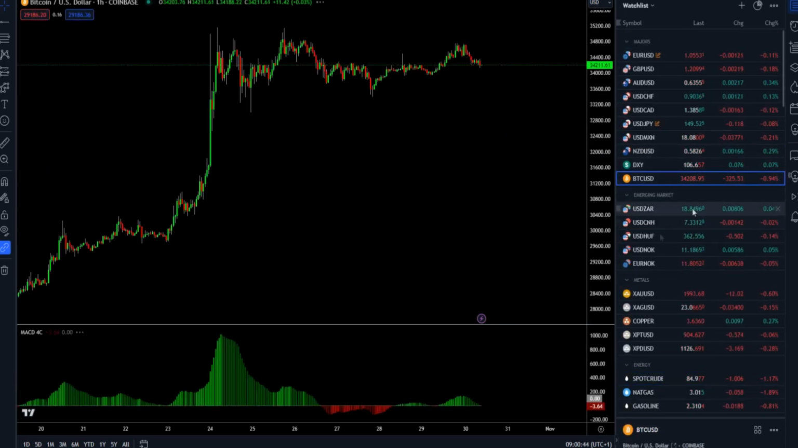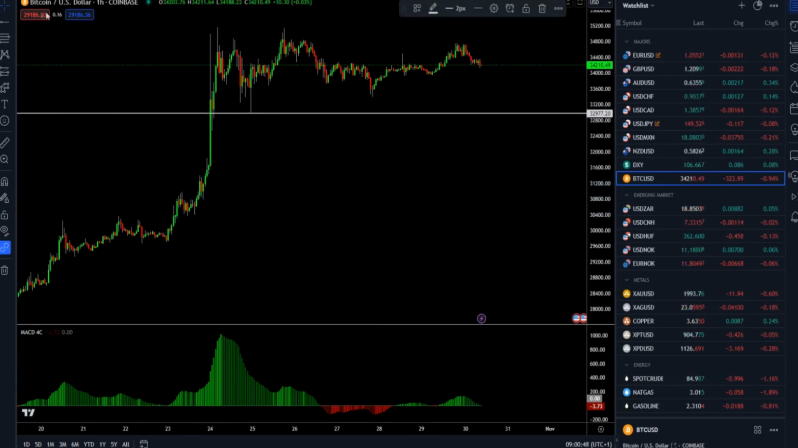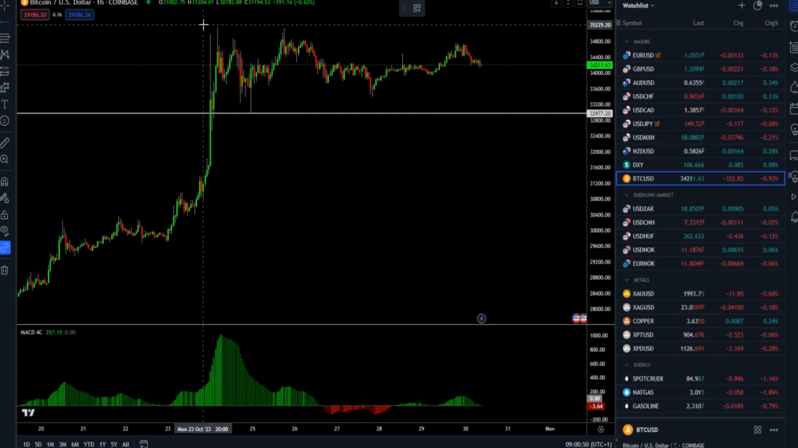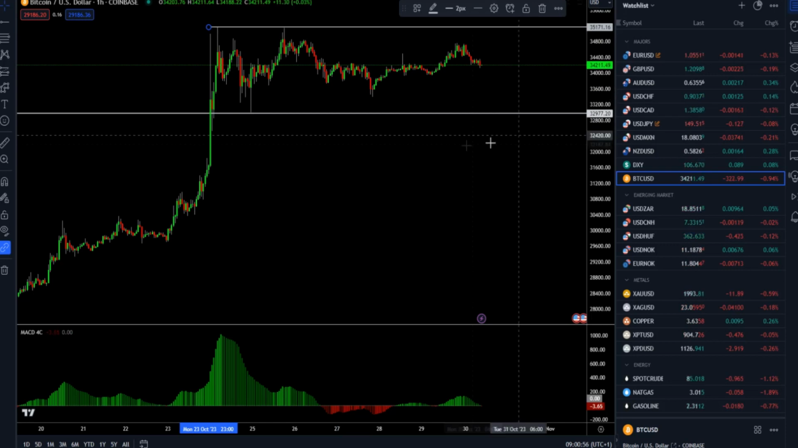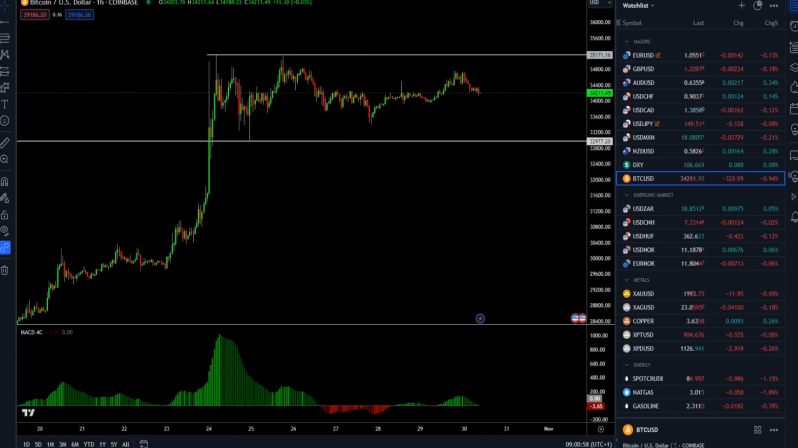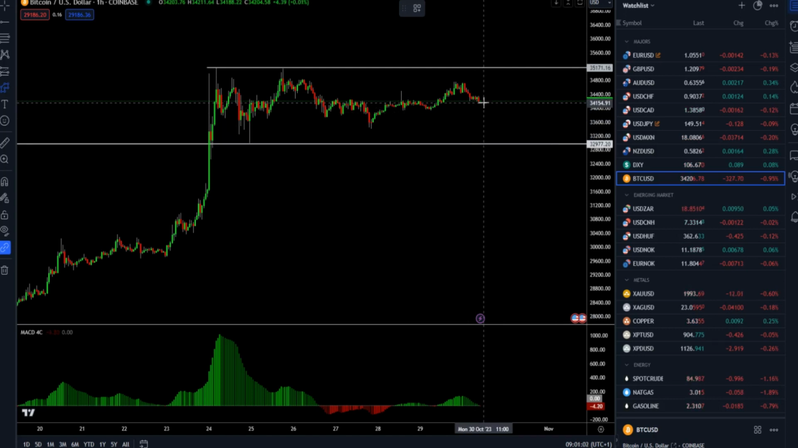And speaking of the Bitcoin versus US dollar, we still see the coiling that is happening on the Bitcoin. Now we have our range defined. 35,170 is resistance and support is at 33,000. Obviously, market can be in the breakout mode, but still it's doing the consolidation.